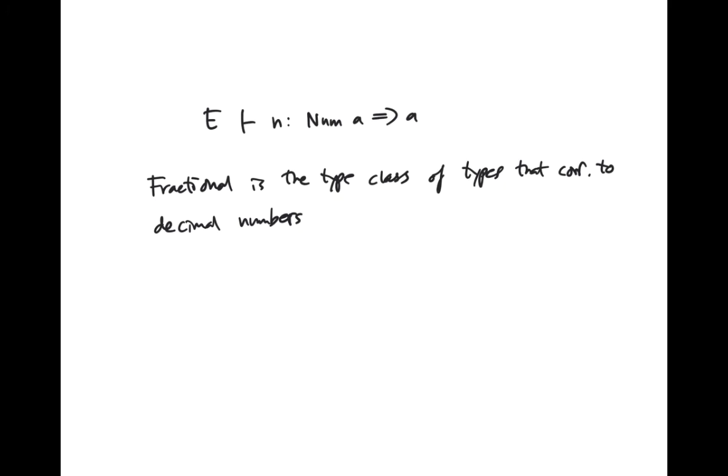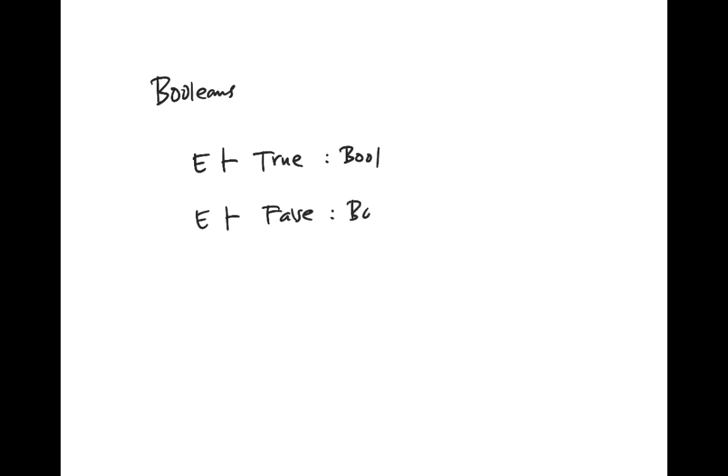Now for Booleans. Booleans have type bool, and we have two type judgments. One says that the constant true has type bool, and the other says that the constant false has type bool. And of course these judgments are irrespective of the type environment, because true and false do not involve variables.